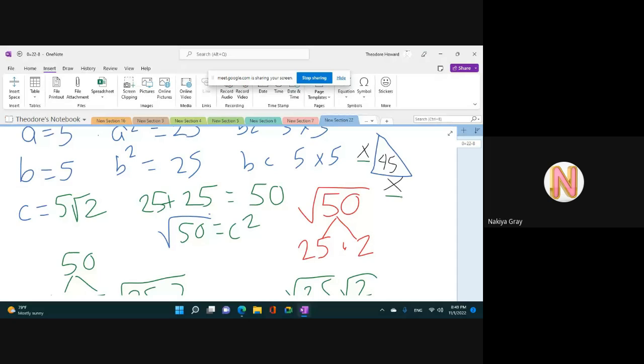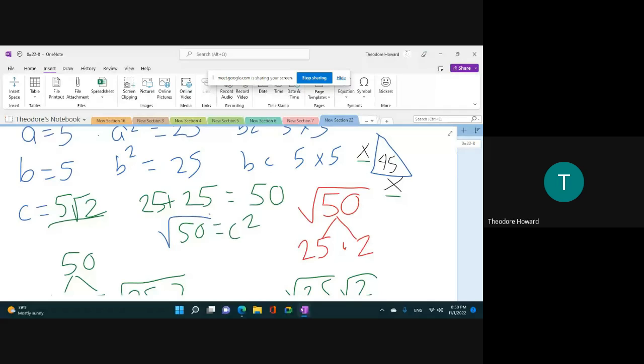I added it up. I don't know. Look at that. Square root. That's all I see. It's square root of what? Square root of 2.